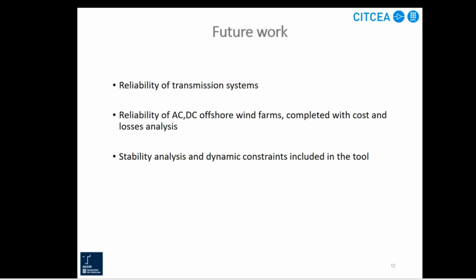The third future work which is planned is stability analysis as well, which is also going to contribute to the power losses and again to the cost at the end. So we are considering including dynamic constraints in the tool, so that the tool will be totally complete from all aspects.